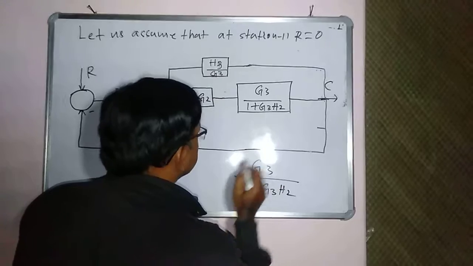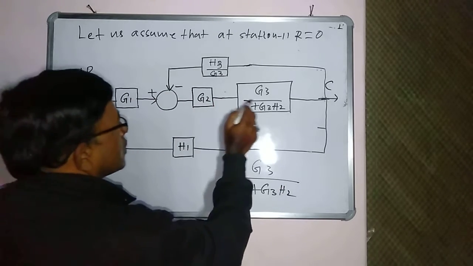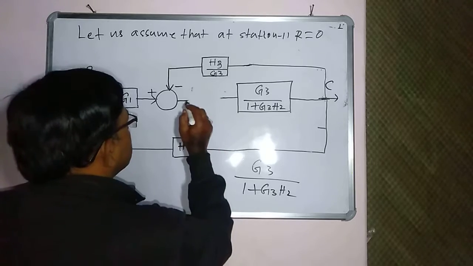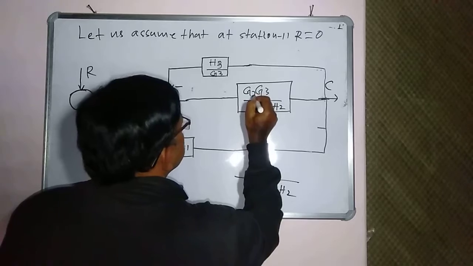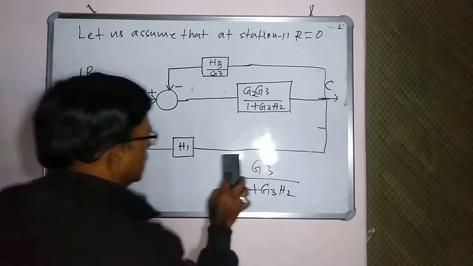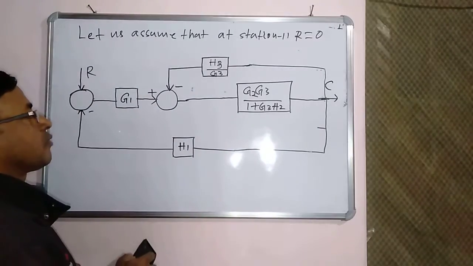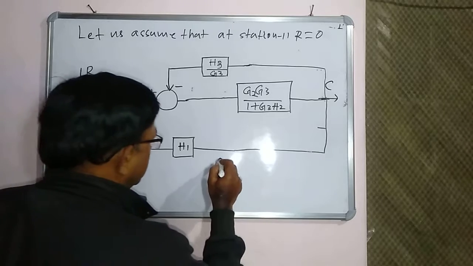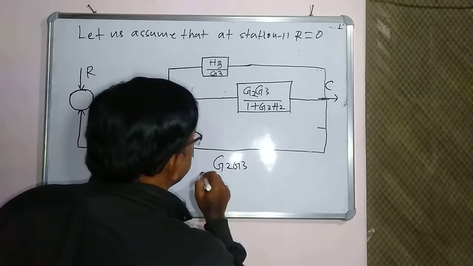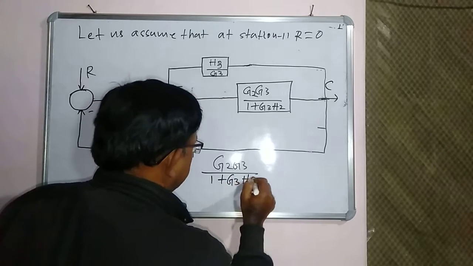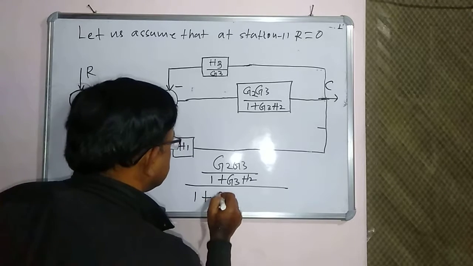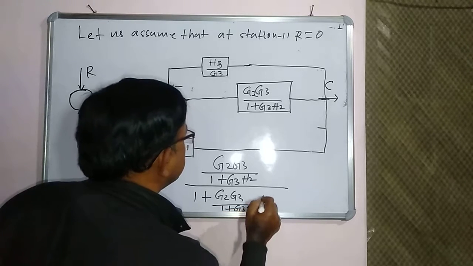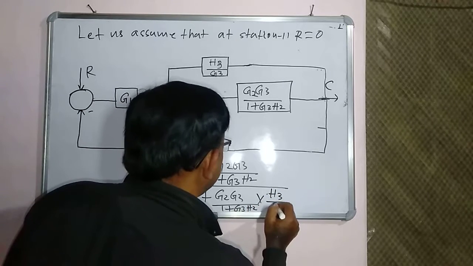So now again we can solve this, that is, two blocks are connected in series or in cascade. Therefore, it can be combined to a single block, that is G2 G3 by 1 plus G3 H2. Now again this is in canonical form. Therefore, we can now solve this feedback path loop, that is G2 G3 by 1 plus G3 H2 divided by 1 plus G2 G3 by 1 plus G3 H2 into H3 by G3.